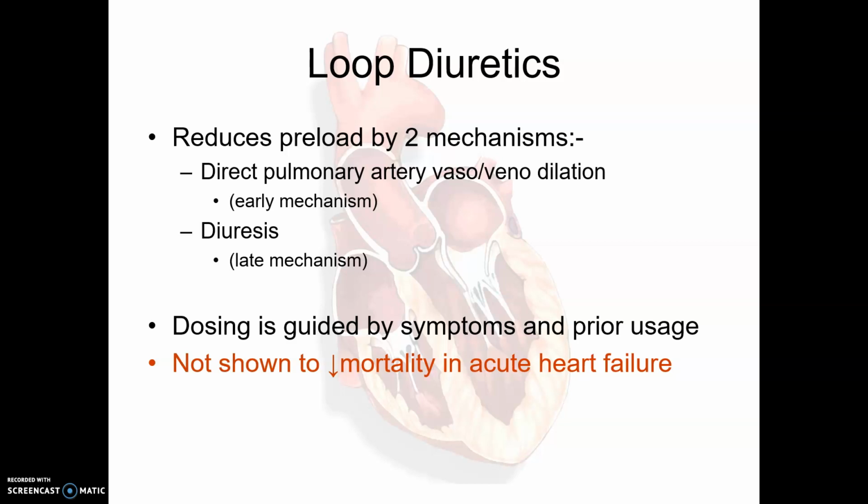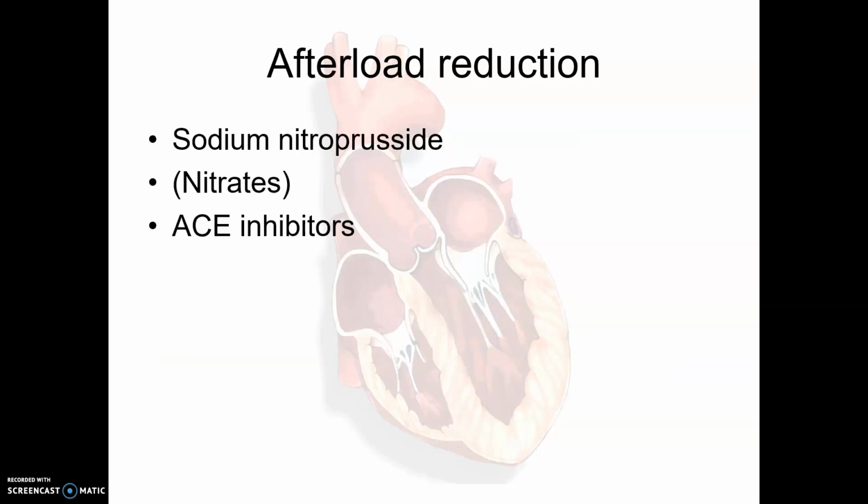It should be noted that after all these years, furosemide has not been shown to decrease mortality in acute heart failure, although it does have some clinical benefits and is cheap and easy to use. Let's look at afterload reduction, and we're going to look at two drugs, sodium nitroprusside and ACE inhibitors.